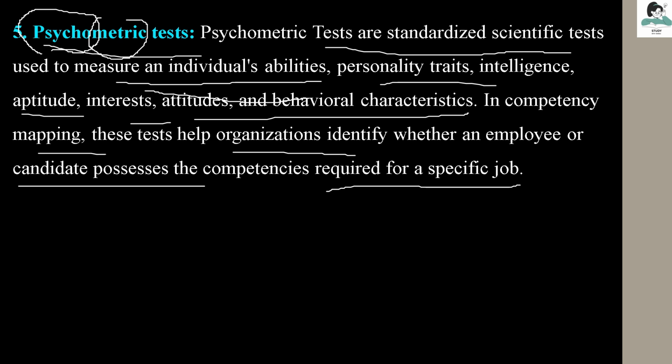Imagine a company is hiring a software engineer, right? Now, instead of testing only programming skills, the company also conducts a psychometric test to assess his analytical thinking, logical reasoning, problem solving ability, concentration level, and learning ability. So all these things will be measured. This helps the company determine whether the candidate can perform effectively in the role or not. Hope I am clear with these methods.